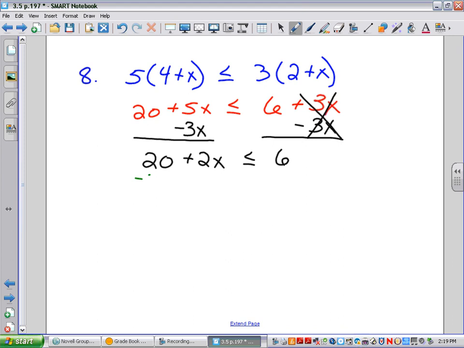Then I would subtract 20 from each side. So the 20s can be marked out. That gives me 2x less than or equal to negative 14.